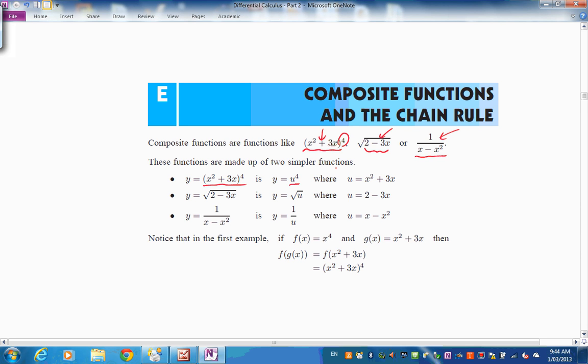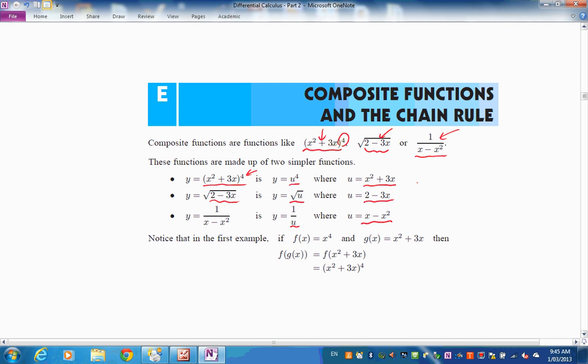So y might be u to the fourth, but u is x squared plus 3x. So you're not doing the fourth power on x, you're doing it on a function already there. So here we could talk about this one as the root of u, but u is 2 take 3x. And here this is 1 on u, because u is already a function. So we're trying to analyse more complex functions, because we want to find the derivative of these as well.